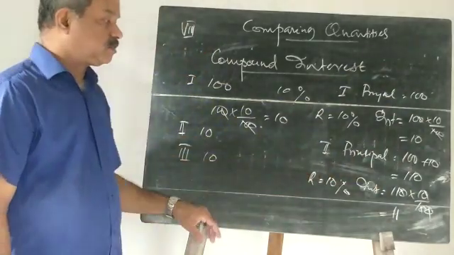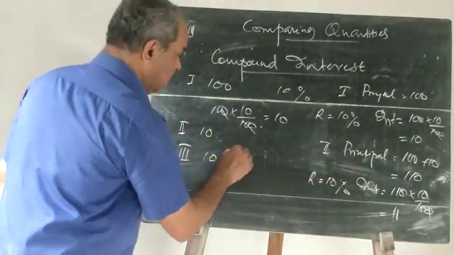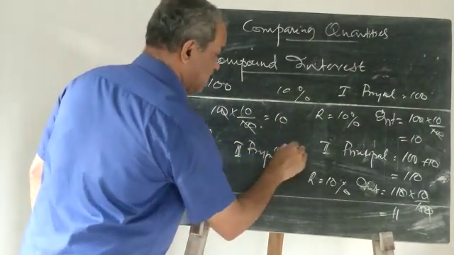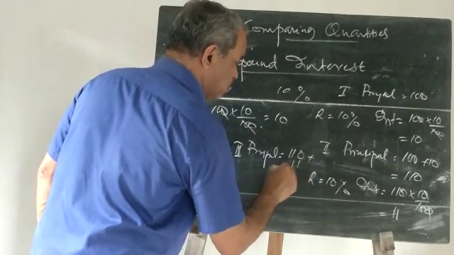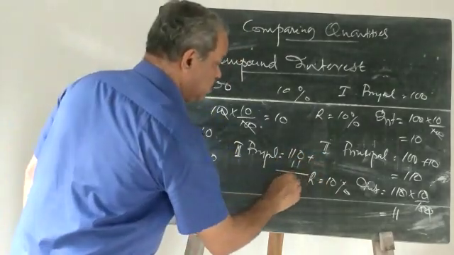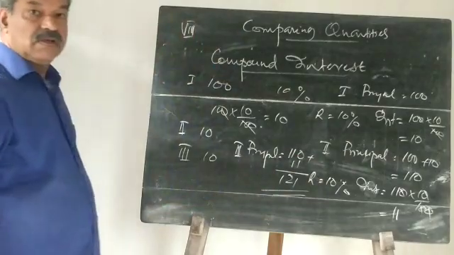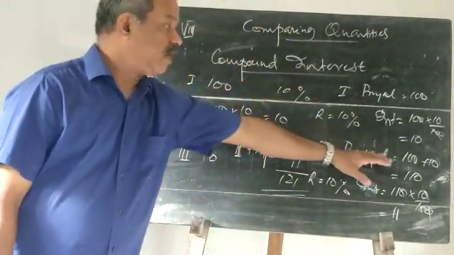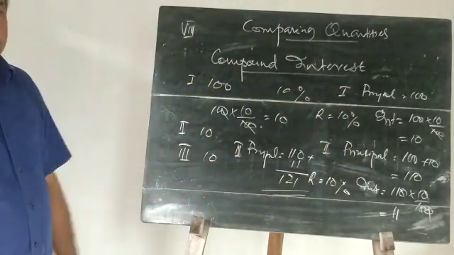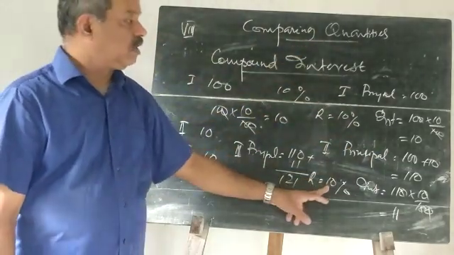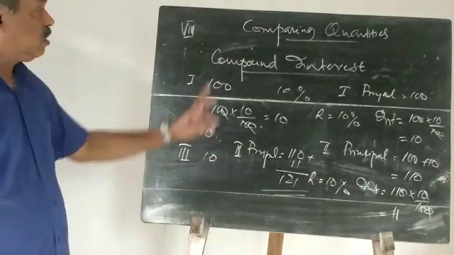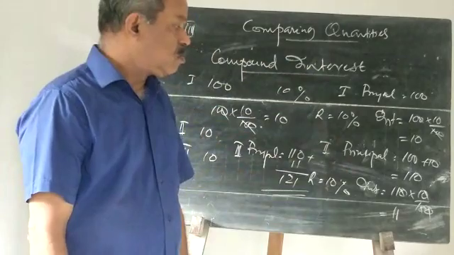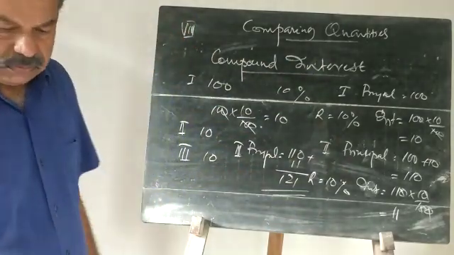Now what is the new principal for the third year? For the third year, the principal is 110 rupees plus 11 rupees interest, 121 rupees. So every year interest is added to the principal and we get a new principal. Such a method of calculating interest is called the compound interest method.